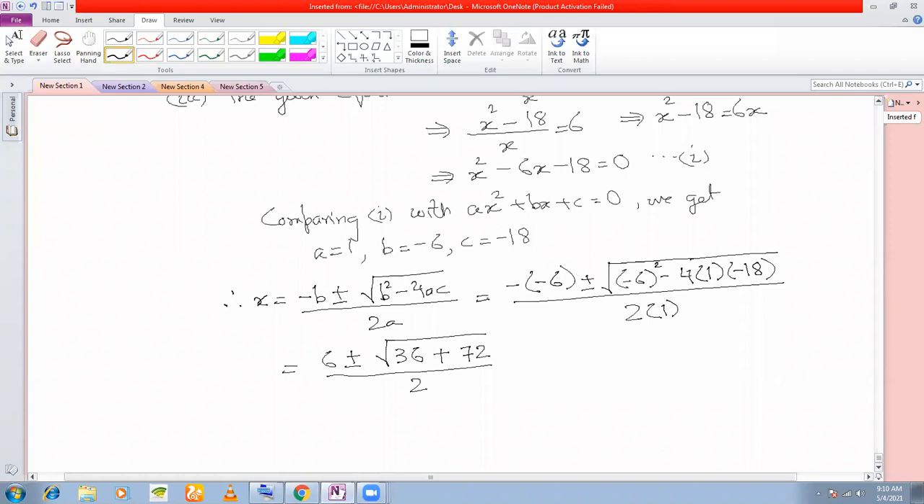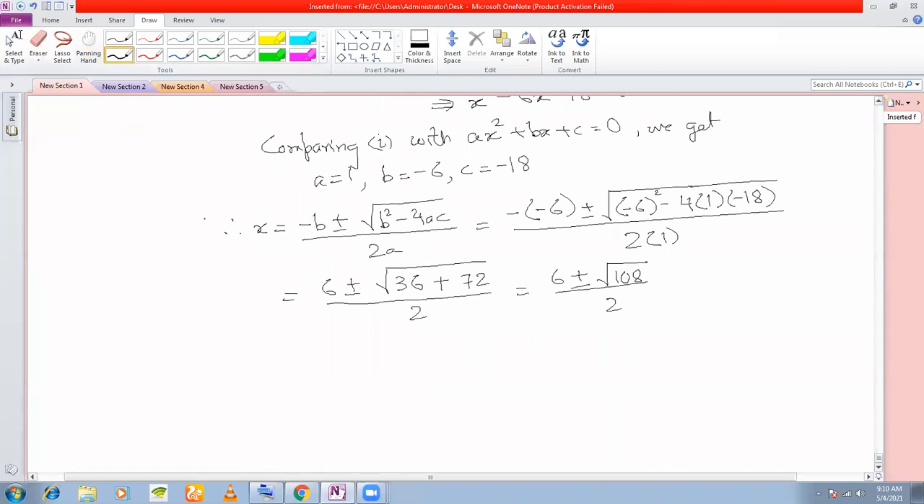Eighteen into 4 will give you a 72. So 36 plus 72 becomes 98 actually. Fine. We work with 98. So this is 6 plus or minus root over of 108, not 98. It becomes 108, divided by 2. Okay. Now 108 is a 3 figure number, so it looks like it can be prime factorized. Let us, in the rough, prime factorize here.